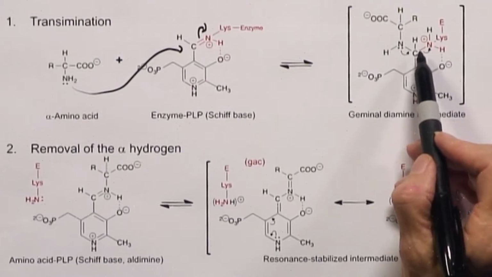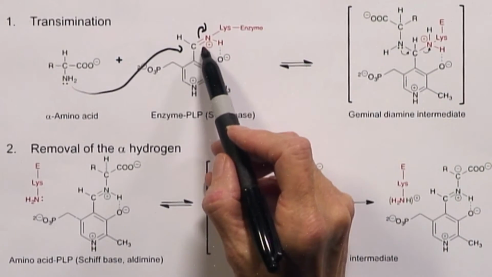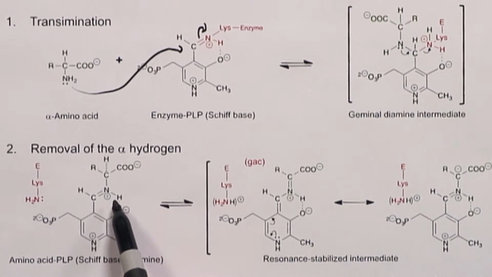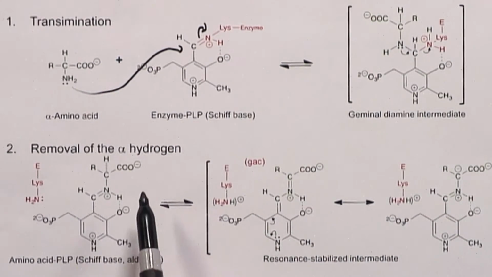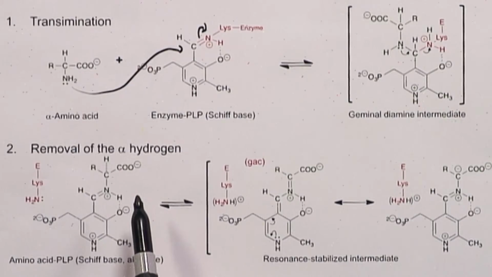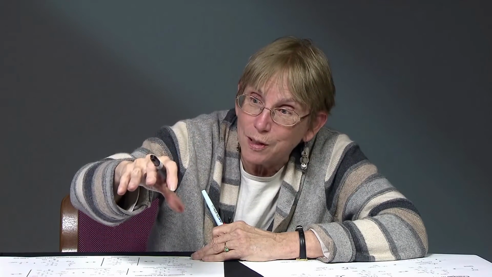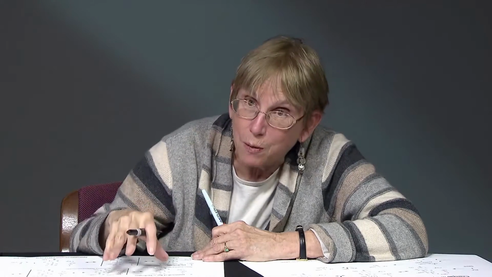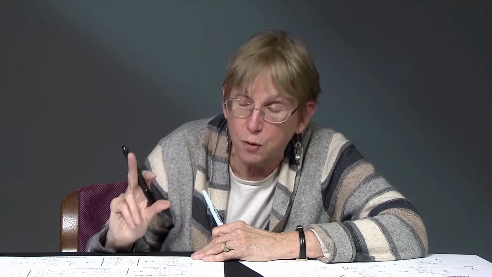And what we have done is we've converted this imine with lysine now to an imine of the amino acid. So that's what transamination is. One imine to another imine, the imine that's covalently bound to the protein through pyridoxal to an amino acid imine. Okay, so that's the first step.